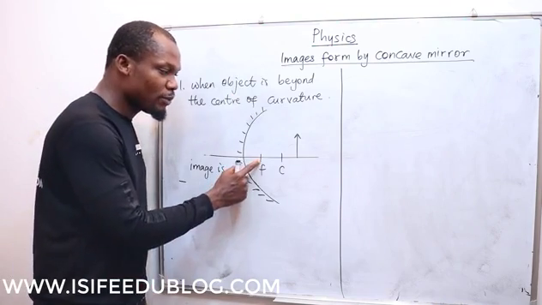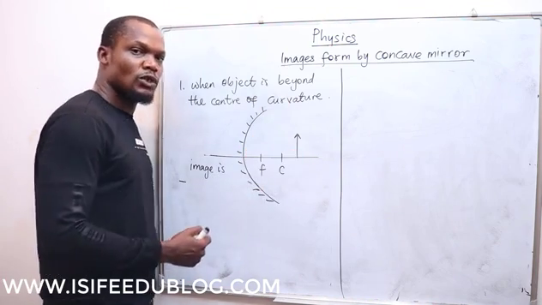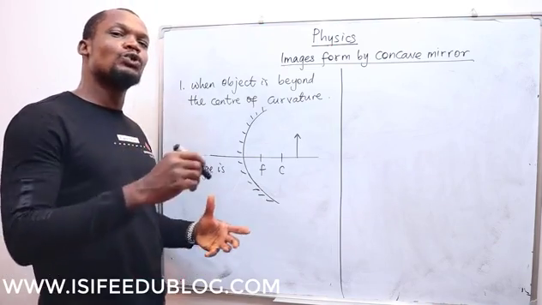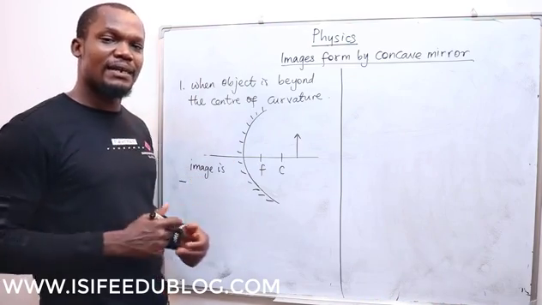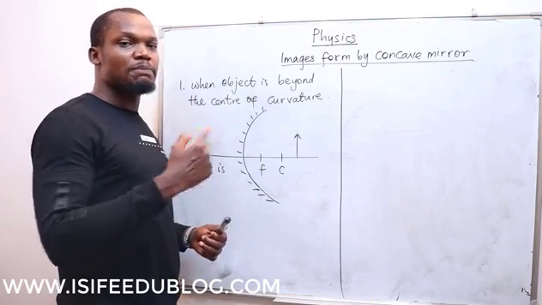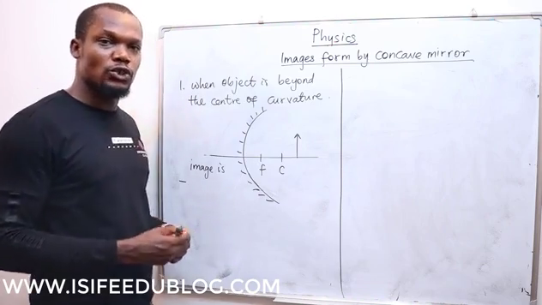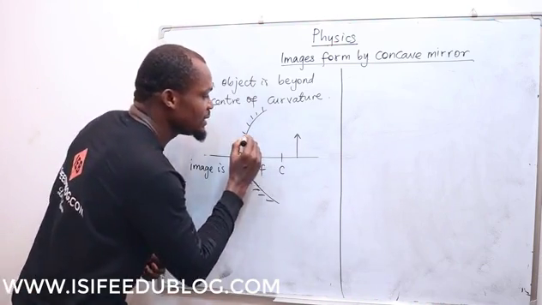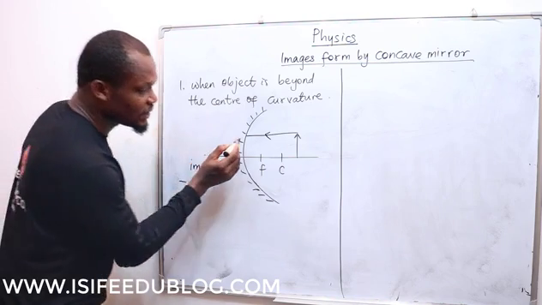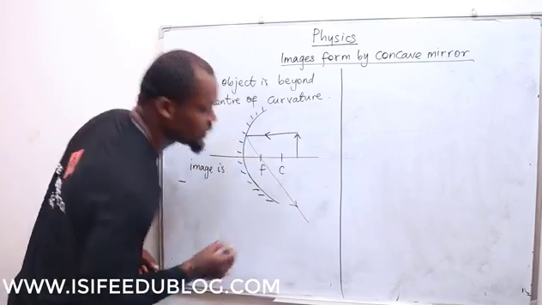So we take a look at the first one, when object is beyond the center of curvature. So we can see the focal point, we can see the center of curvature, and we can see the object standing. So how do we know the type of image that is being formed? We make use of the ray diagrams. The first one states that when a ray is parallel to the principal axis, it has to reflect through the focal point. So what is going to happen here is that this ray here is parallel to the principal axis, hence it is going to reflect through the focal point.